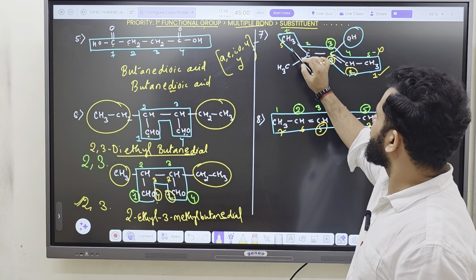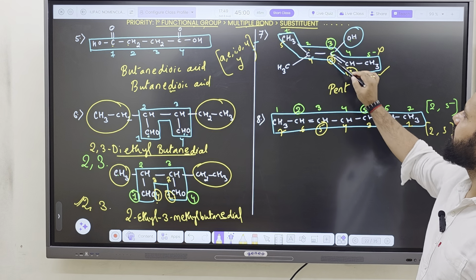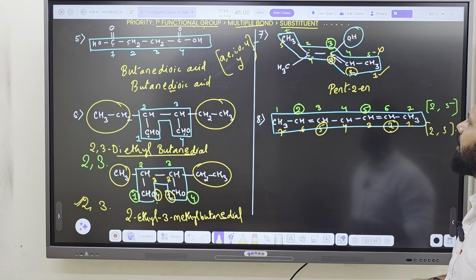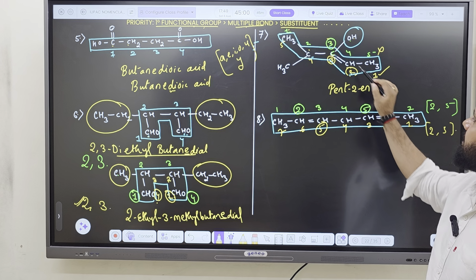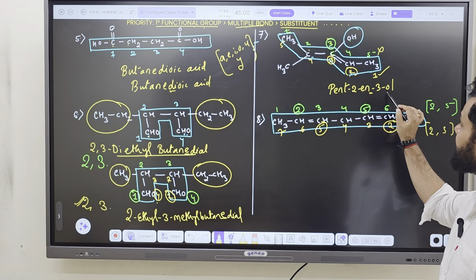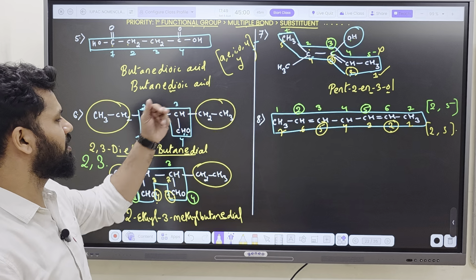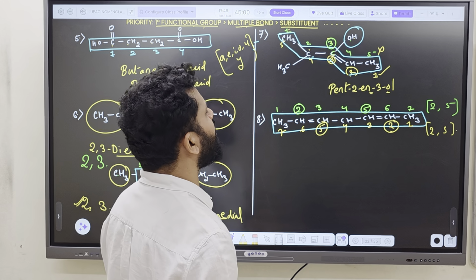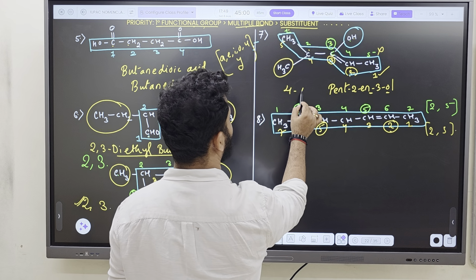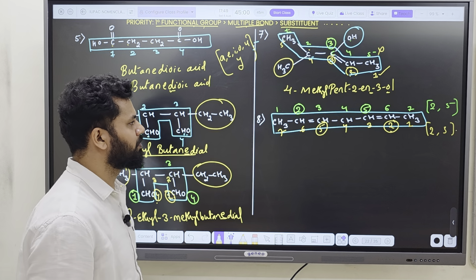So 1, 2, 3, 4, 5. So it becomes pent. 5 means pent. There is ene at 2nd position, pent-2-ene. And now the secondary suffix would be at 3rd position, there is ol. Now you see, I did not write E because the next alphabet was O, one of these vowels. So pent-2-en-3-ol. Are there any substituents? Yes. There is a substituent at 4th position, methyl. So I will write 4-methylpent-2-en-3-ol. Moving ahead.